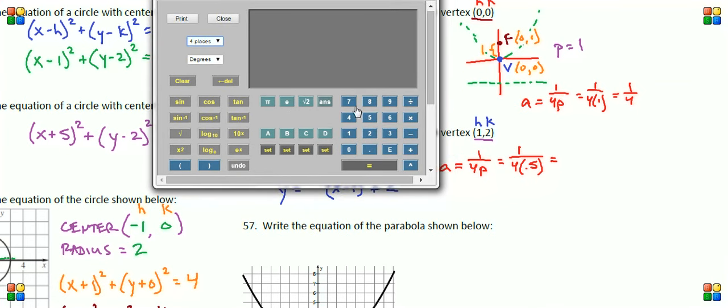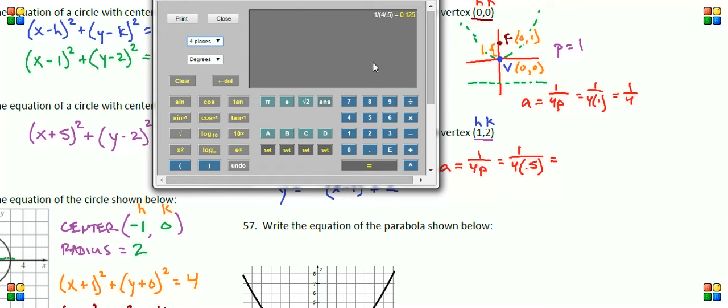We've got 1 divided by, and now in parentheses, because those are both going to be in our denominator, 4 divided by 0.5, close parentheses, and now equal. And our answer is 0.125. Actually, I got to tell you, I just realized I put that in the calculator wrong.